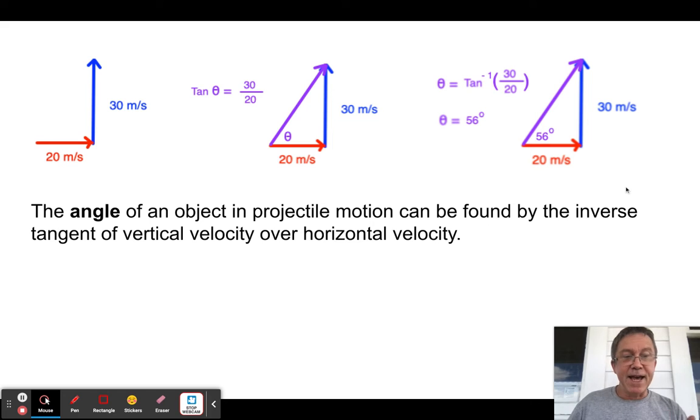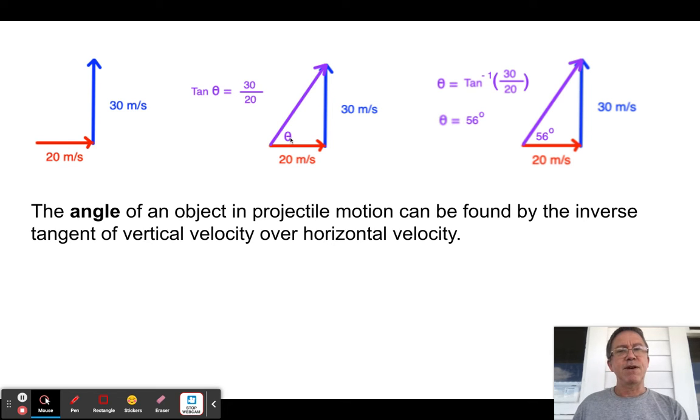If I wanted to find the angle, and this is something we're going to have to do some, I have to remember SOHCAHTOA. The TOA part means tangent, opposite over adjacent. If I want to find this angle, and often we do this with a launch angle, I know the initial vertical velocity is 30 and the horizontal is 20. So this theta, the tangent of it, is going to be equal to 30 over 20. So tan theta equals 30 over 20.